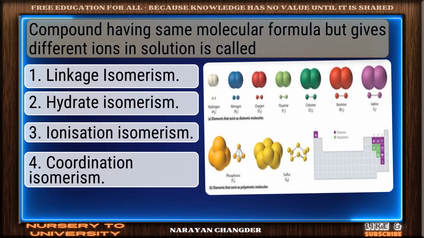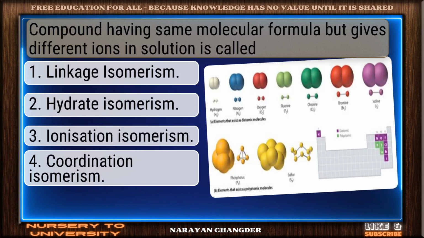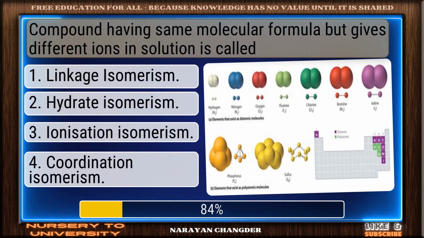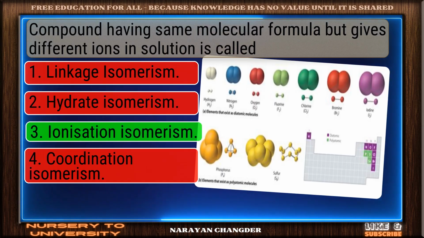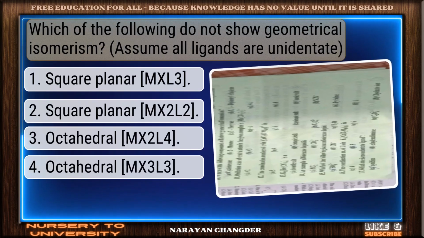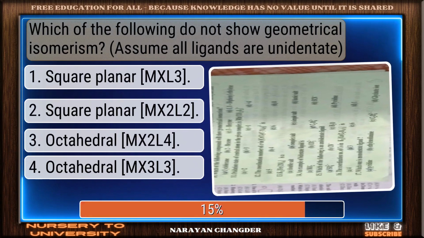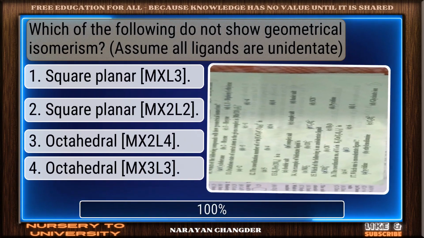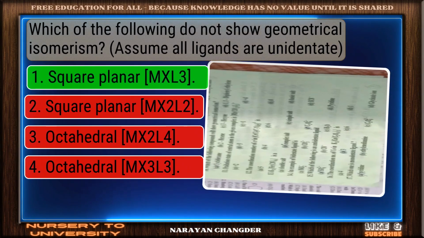Compound having same molecular formula but gives different ions in solution is called. Right choice. Ionization isomerism is the best answer. Which of the following do not show geometrical isomerism? Right again. Square planar is a valid answer.